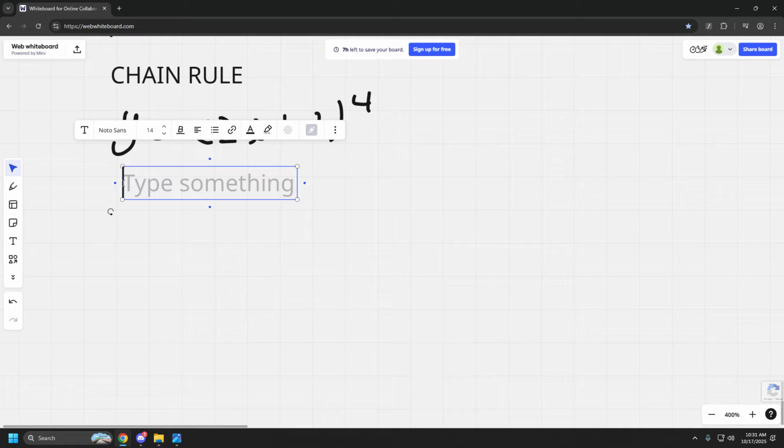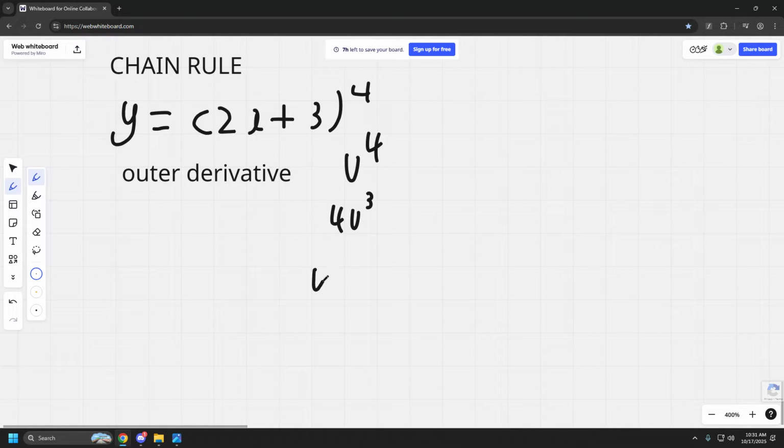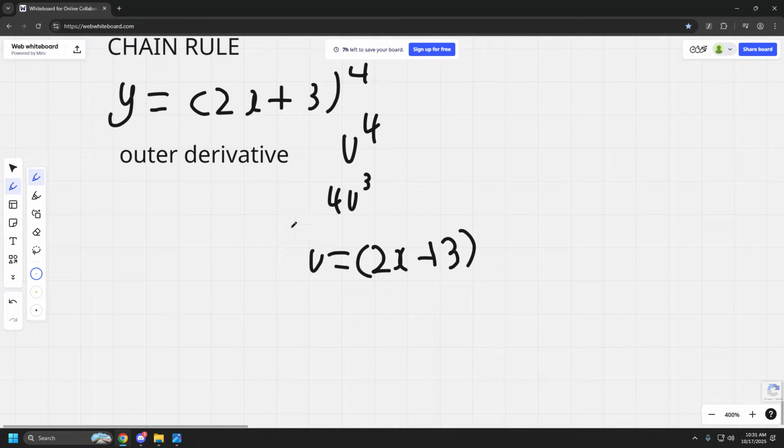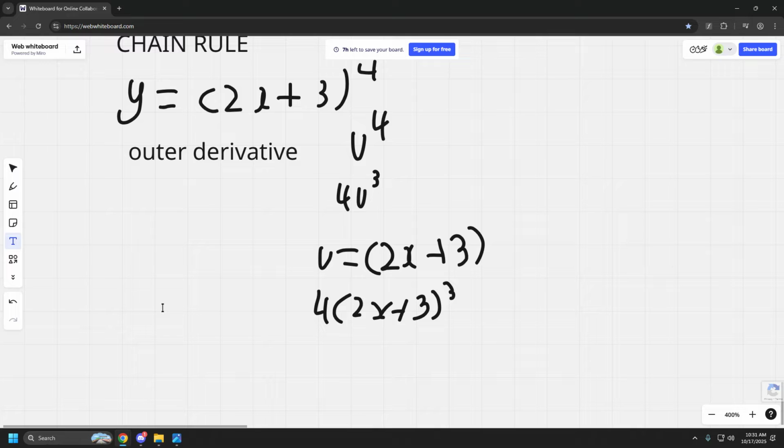So first of all, the outer derivative. Just take dy/dx of the outer function, that would be u to the power of 4. The derivative of that would be 4u to the power of 3, right? And u is equal to 2x plus 3. So the outer derivative would be 4 times (2x plus 3) to the power of 3.